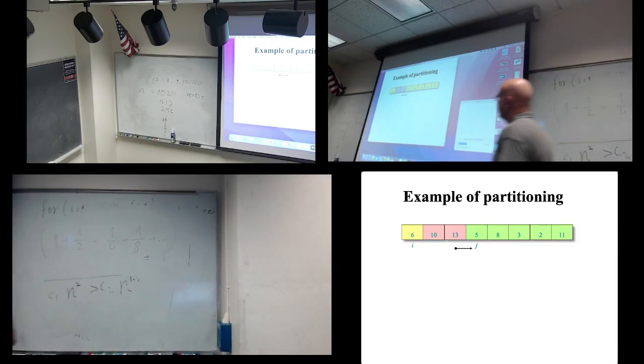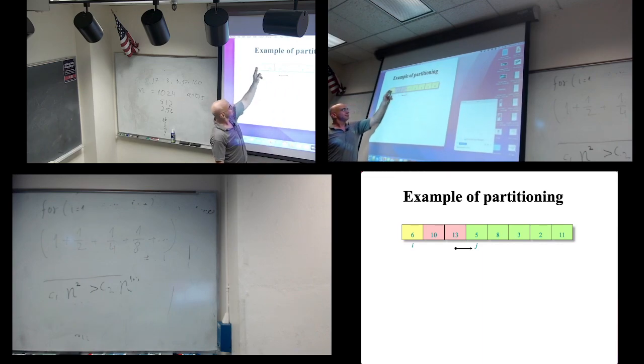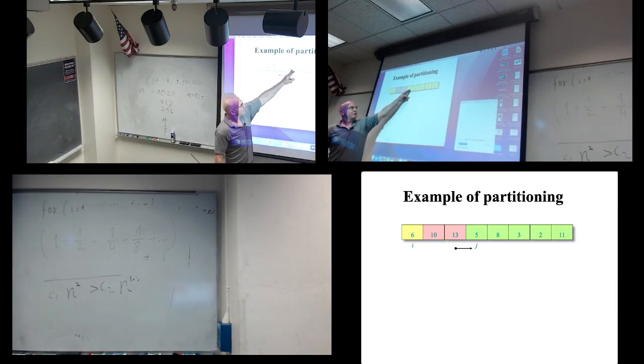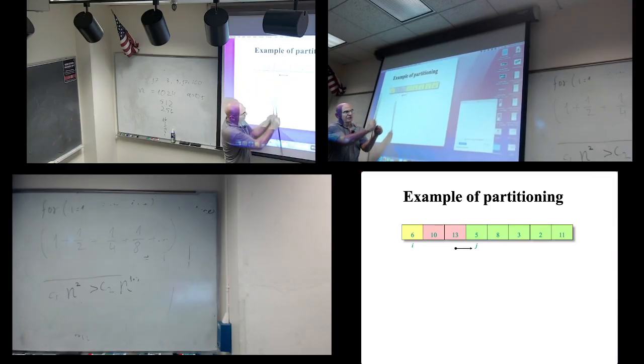Finally, we find the match. There is a 5 over here, which should be on the side of the small elements. It's smaller than the pivot. What do we do? I set I to be I plus 1, because that's where I put the 5, and the 10 will go to the other side.